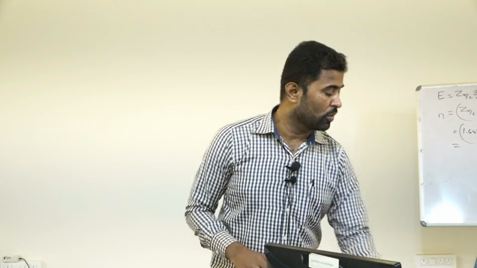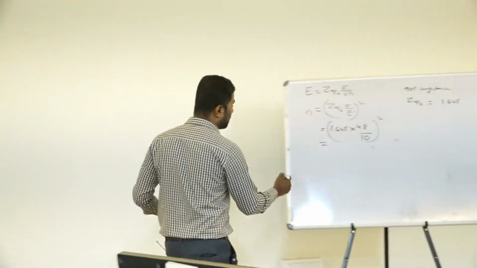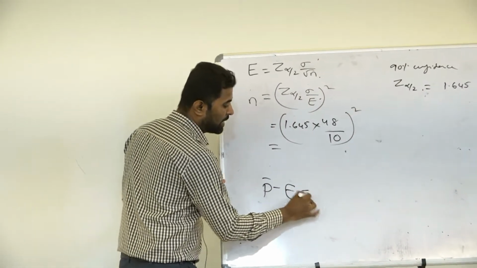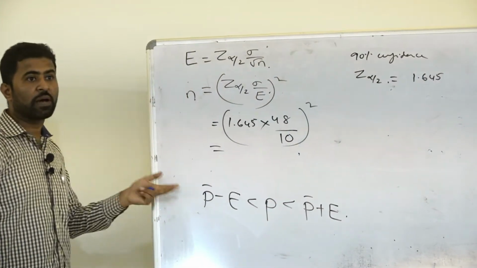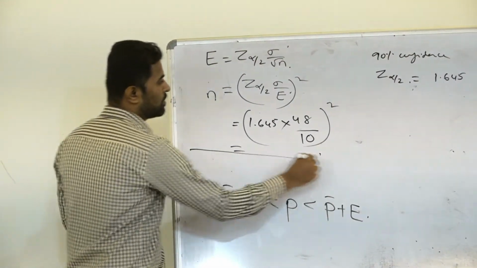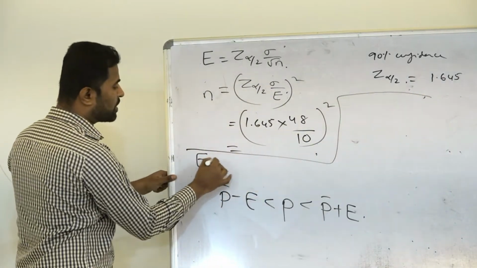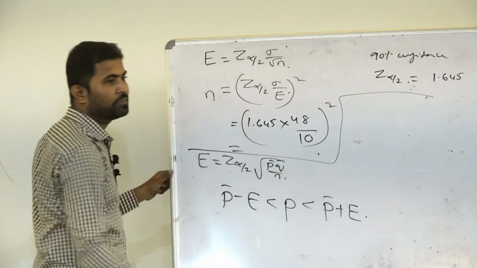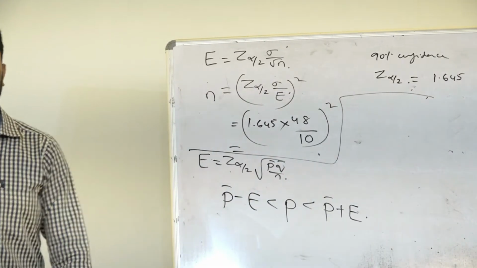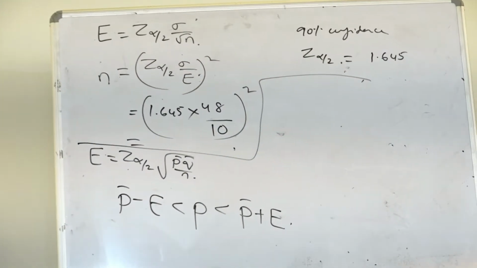So P bar minus E less than P less than P bar plus E. So we need first the maximum error. Maximum error E is equal to Z alpha by 2 into under root of P bar Q bar by N. P bar Q bar by N, sample values.